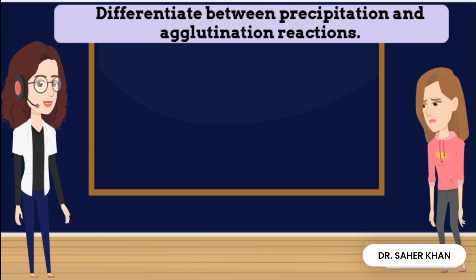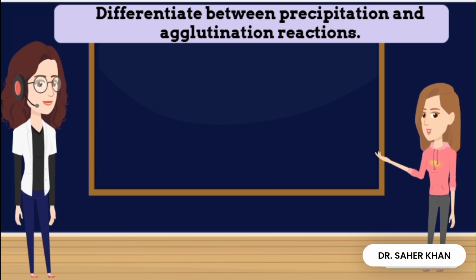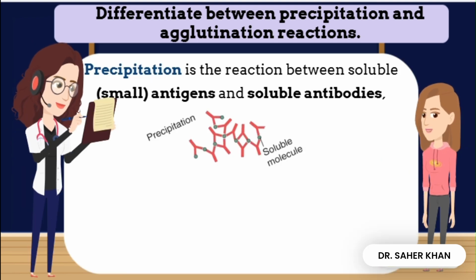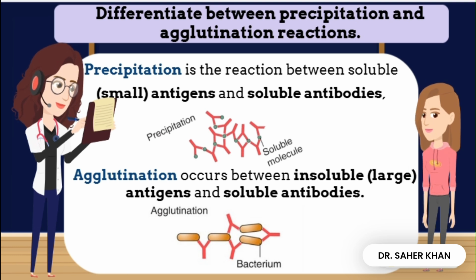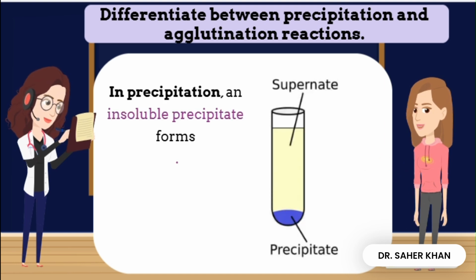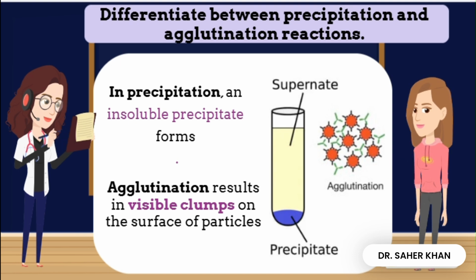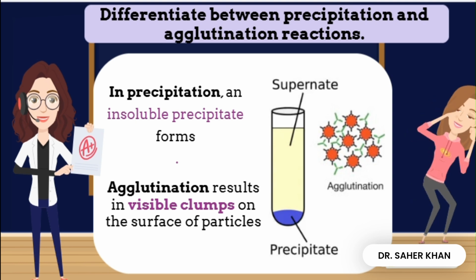Well, could you differentiate between precipitation and agglutination reactions? I know this answer. In precipitation, a soluble antigen reacts with a soluble antibody, while in agglutination, an insoluble antigen like RBCs or latex particles react with the antibody. And as a result of this reaction, precipitation leads to the formation of an insoluble precipitate and agglutination results in a visible clump. Well done. That was a clear explanation. You may go now.